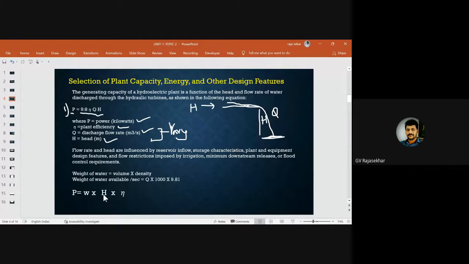Once you know the weight of the water, P is equal to W into H into efficiency. So this is the second formula for power, and this is the third formula, and this is the fourth formula. You have to remember these four formulas in order to do some problems. At the end of this section, we are going to see some problems.